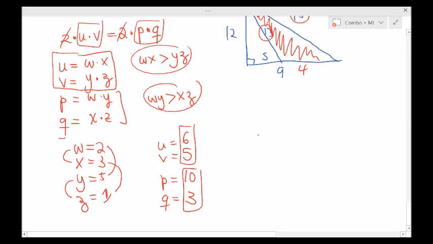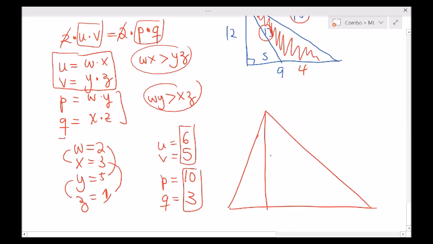So let's think about it. Already you can check, we found out that 2UV is 60 here. We have a right angle here. And U square minus V square is what? U square minus V square is 11. And U square plus V square is 36 plus 25, that's 61.